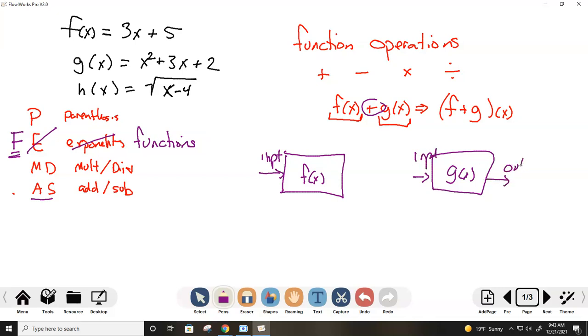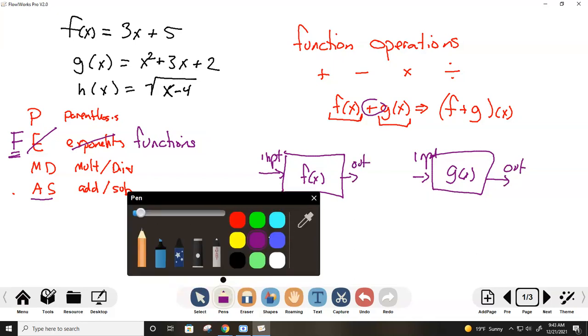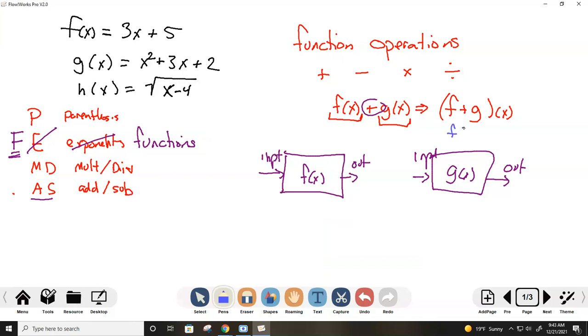They both have an output. So in this case, if I wanted to do f plus g of 4, 4 is my input, so I would plug 4 into there. My f function is 3x plus 5, so I go 3 times 4 plus 5, we already said that's 17. I pull that out down here, 17.